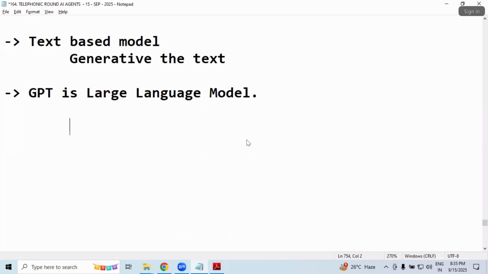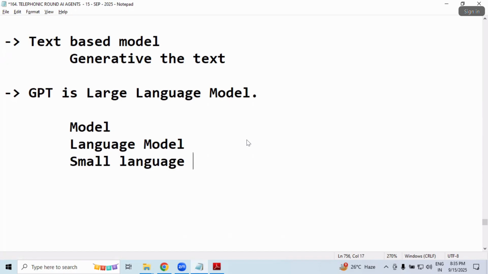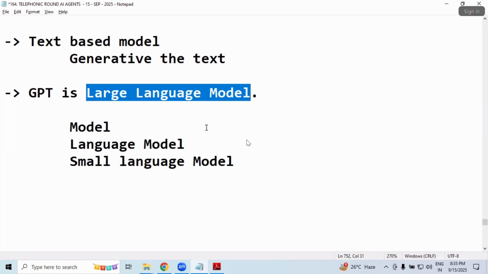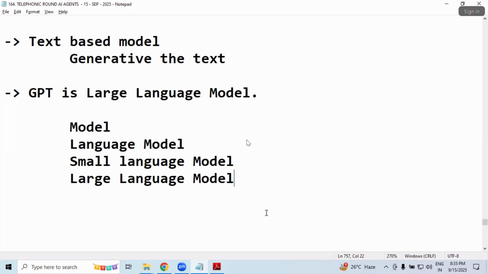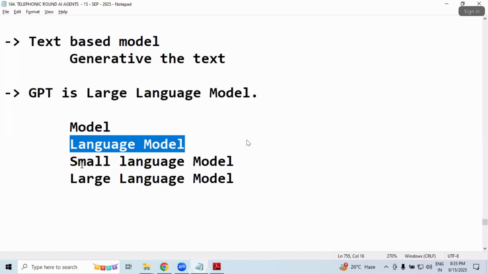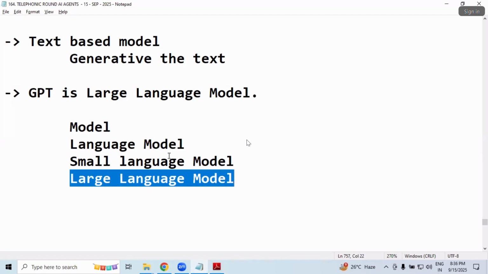What is a language model? The next one, what is a small language model? The next one, your learning should start from there, and then you will get clarity. First one, can you tell me, model. Next one, language model. The next one, small language model. Next one, large language model actually. Let me start from model.